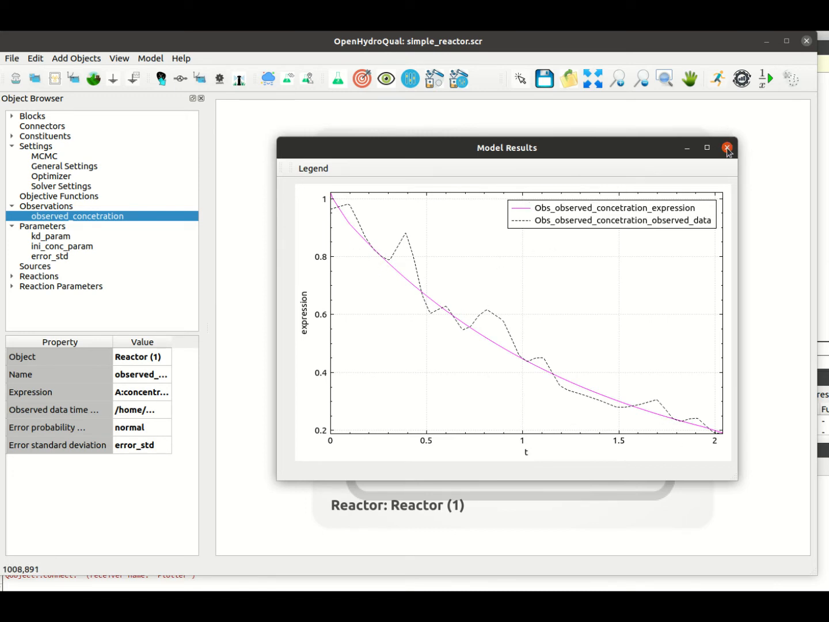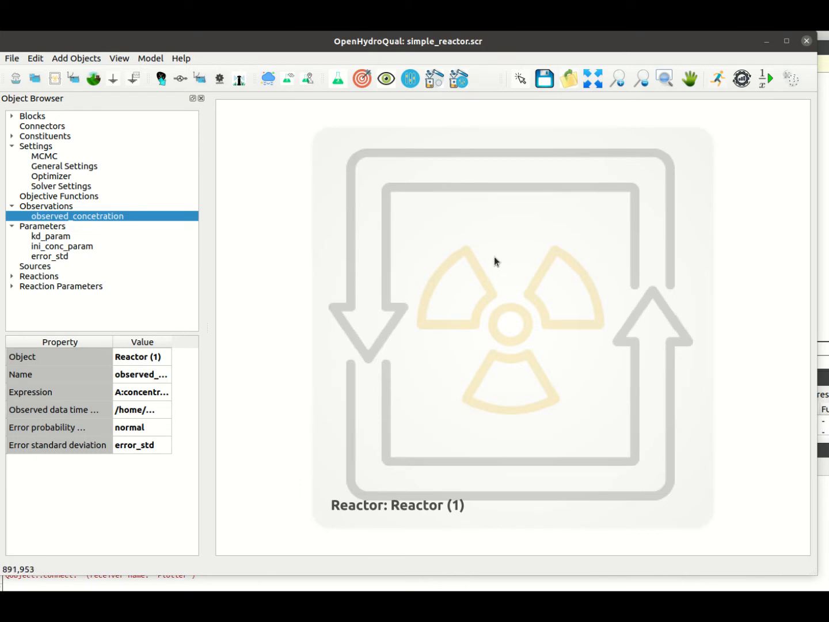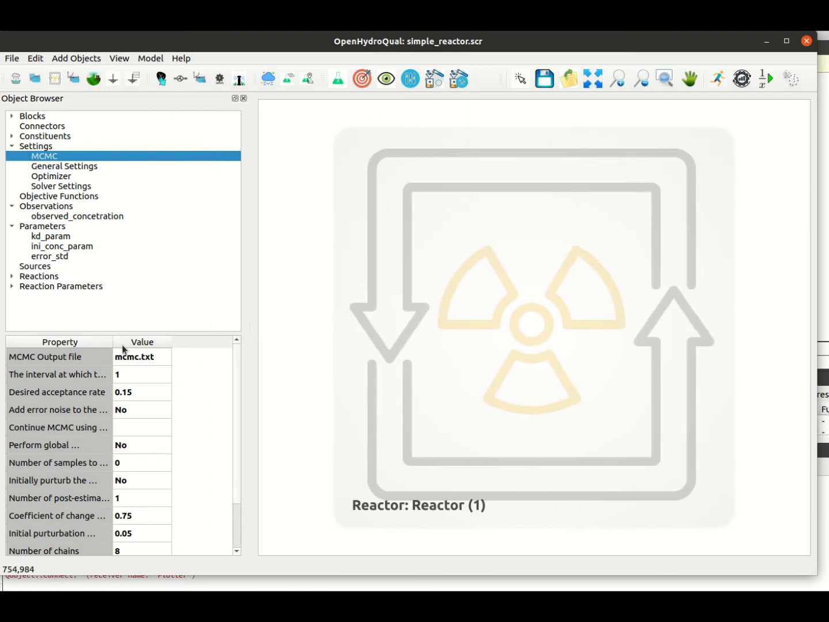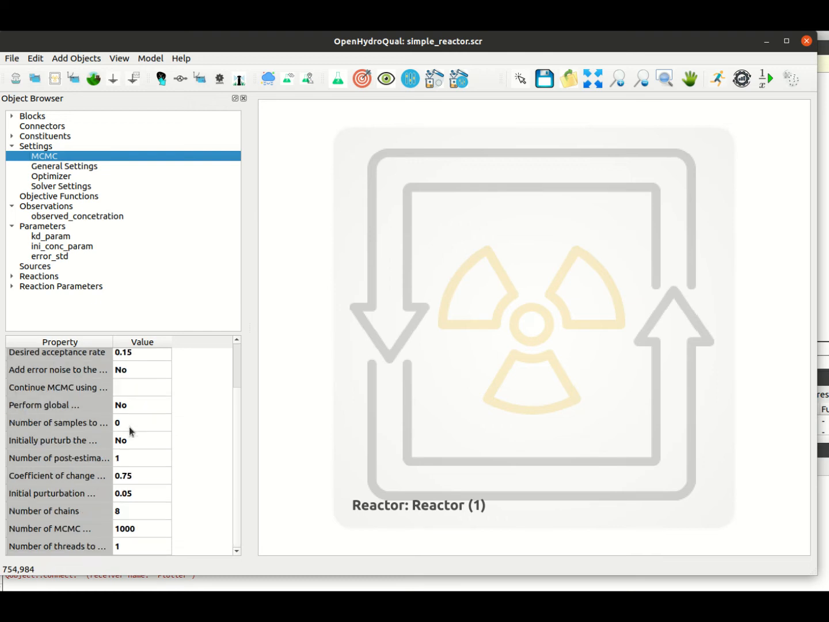So now we're going to do the stochastic inverse modeling. Let's check first the settings for Markov Chain Monte Carlo. We can go to the settings menu, pick MCMC, and then look at the properties. I'm going to make some changes here.